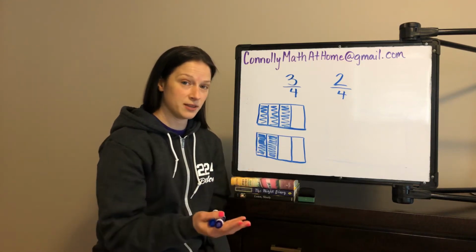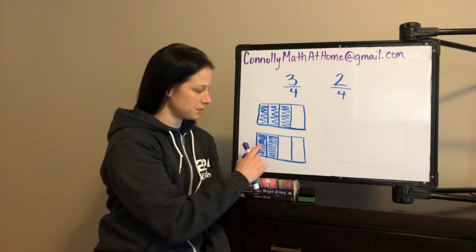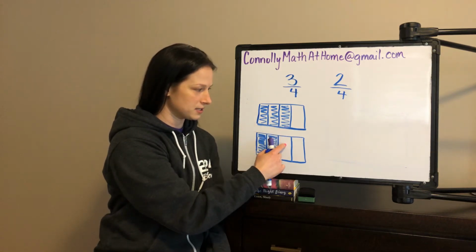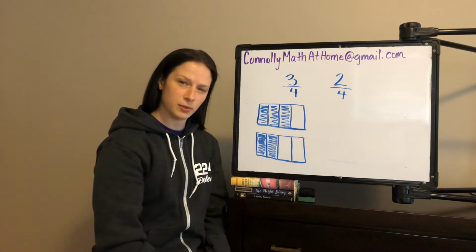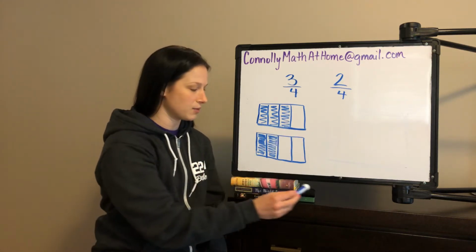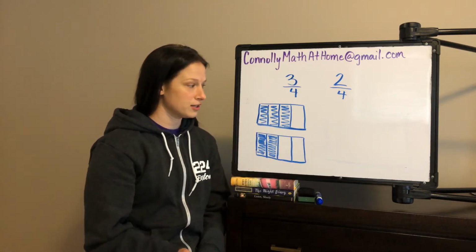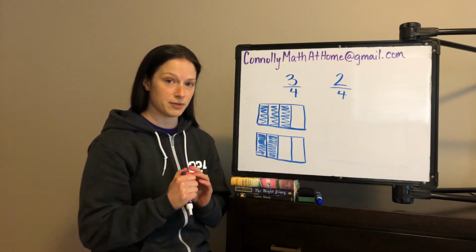I want you thinking about the size of the pieces too. Is this piece the same size as this piece? Are we dealing with the same size pieces? That's something I want you to think about. So we can clearly see that 3/4 is greater than 2/4 on the area model representation.